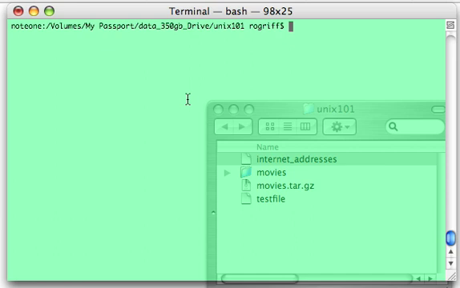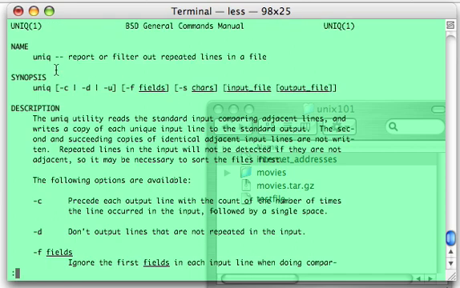Let's look at the uniq command. If we say man uniq, we'll see the uniq command reports or filters out repeated lines in a file.